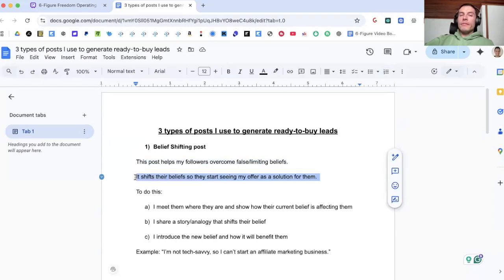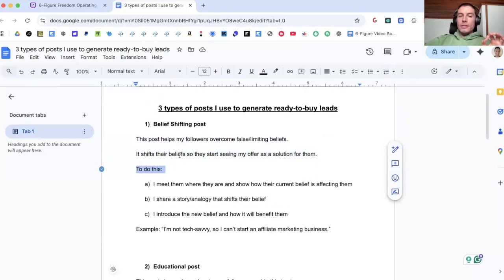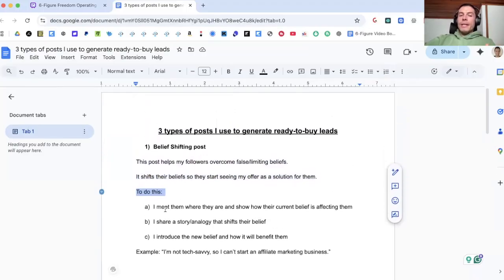It shifts their beliefs, so they start seeing my offer as a solution for them. To do this, first I meet them where they are and show them how their current belief is affecting them. Second, I share a story or an analogy that shifts that belief, and then I introduce them to the new belief and show them the benefits of having that new belief.